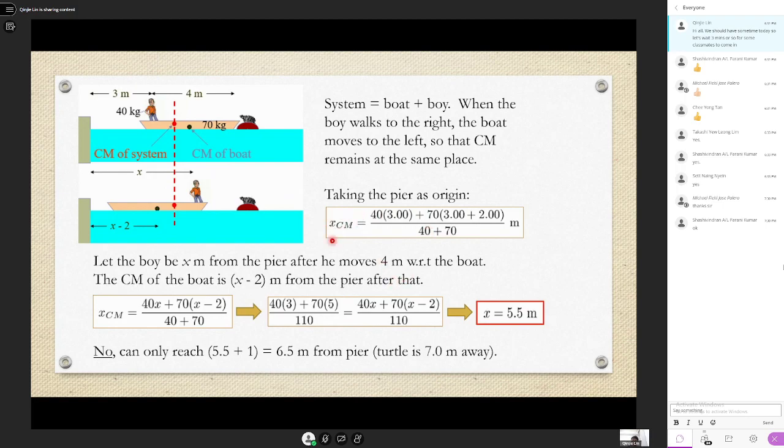So now we make use of this value to find out where the boy will be. So in this new scenario, right, let's assume the distance from the pier to the boy will be x. Okay. And then the distance from the boat CM to the pier will be x minus 2. Because we know from him to the CM of the boat it will be 2 meters, right? Confirm it is 2 meters. So this one is confirm x minus 2.